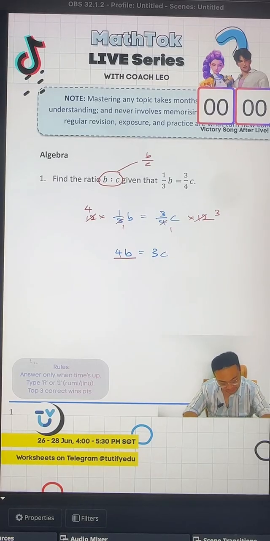Why not we divide both sides by c first? So you divide both sides by c. Do you notice that you can cancel out the c here? Right? Then you end up with b over c already, right? But you still need to get rid of this 4. So let's divide by 4 on both sides.